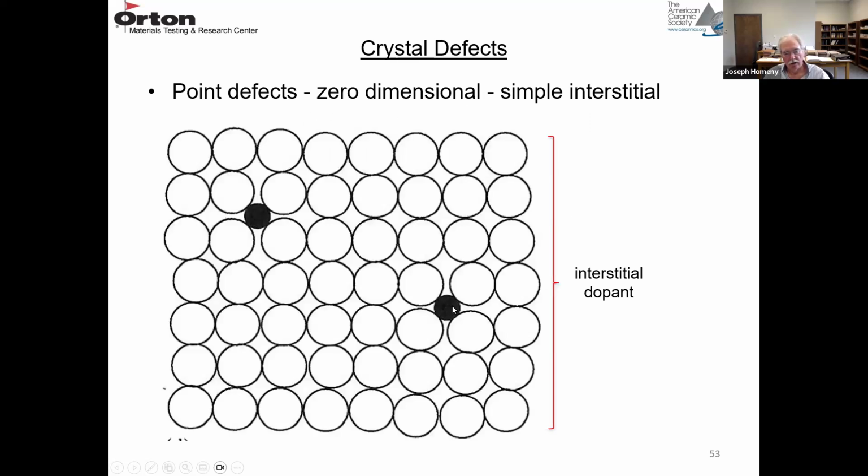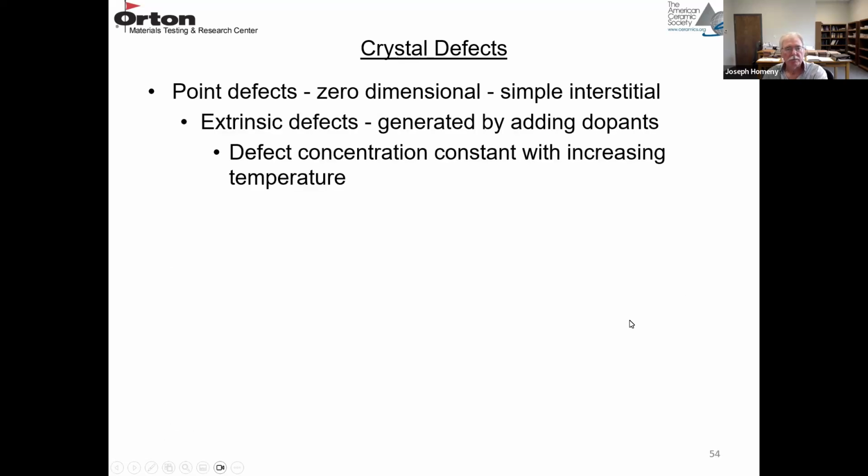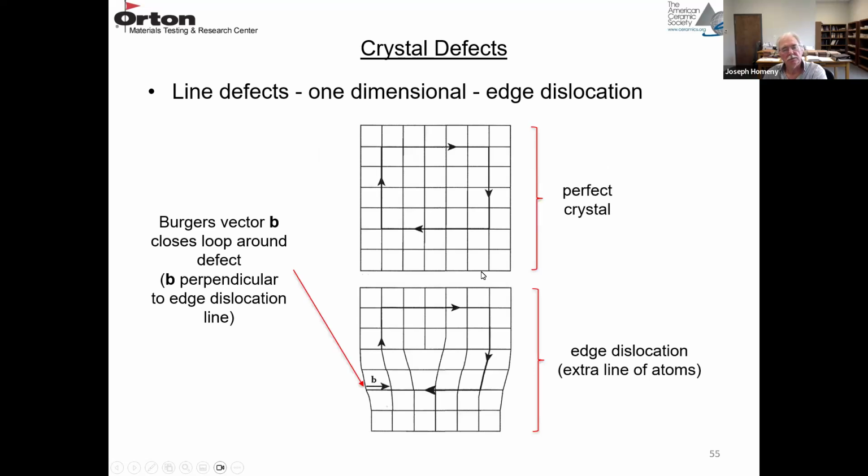You can also have a simple interstitial. So here's an ion in an interstitial position. Here's another one. So that's another type of dopant, an interstitial dopant. These are also extrinsic defects. They're generated by adding dopants. They're not a function of temperature. So their concentration is constant depending on the dopant level. So temperature does not change these interstitial concentrations.